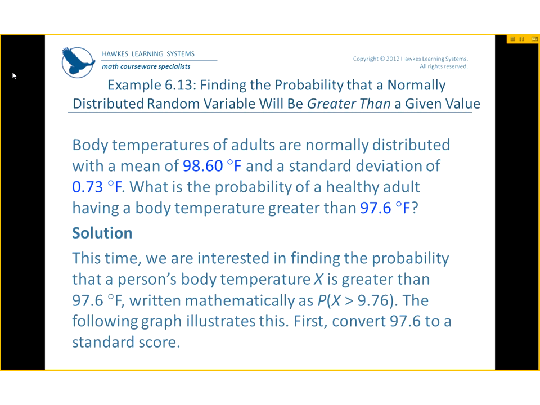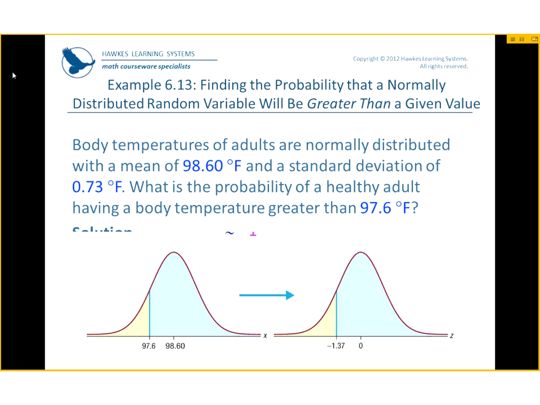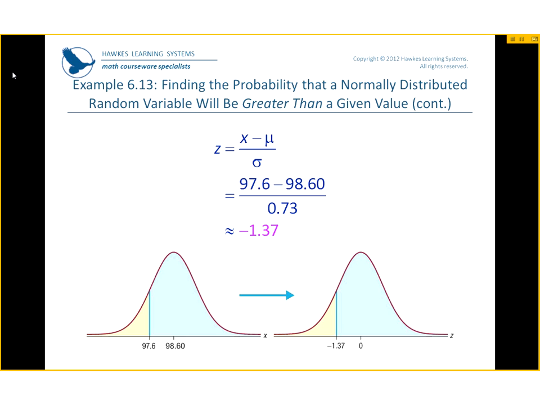All right, so let's do a different one. Let's do a greater than. So 98.60 is your mean, 0.73 is your standard deviation, and 97.6 is your X value. For this one, we're looking for body temperatures greater than 97.6. So first, convert that to the standard score. If you look here, we know this is 1.37 standard deviations below the mean. How do I know below the mean? Because of that negative sign.